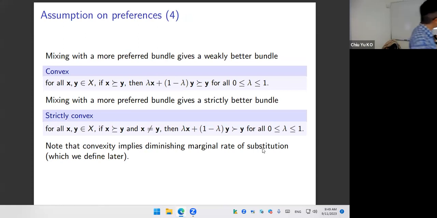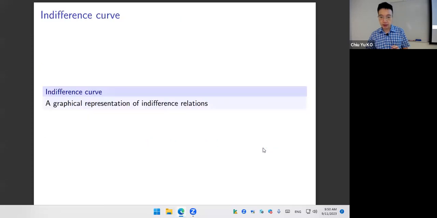And the last one that is important is convexity, right? A convex preference means that if you combine any two bundles, it's better than the worst one, okay? So that is the idea.